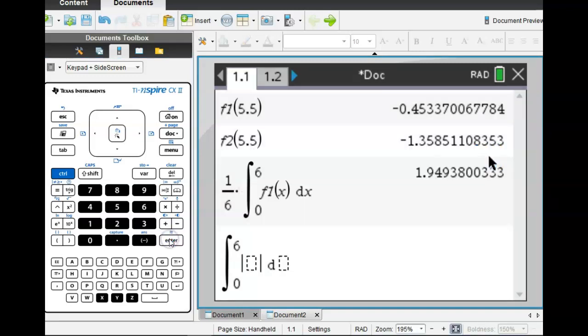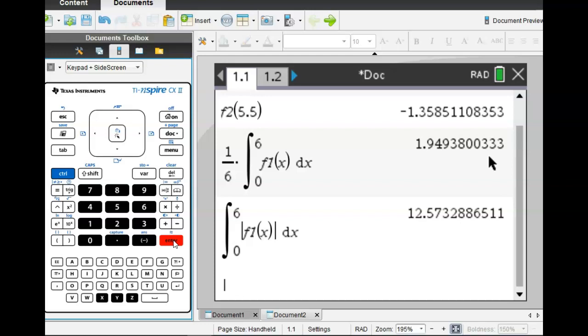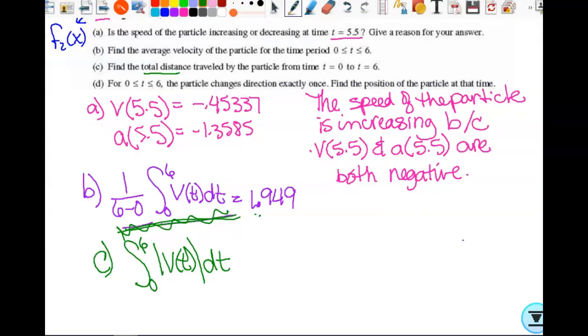And then we hit enter, and we're integrating velocity, right? So that was my f1, so this time I'll do it as f1 of x. You can do it different ways. And then this is dx, just like that. Okay, we good? All right. And that's what we get. 12.573.